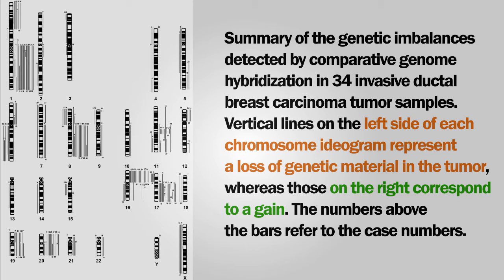This picture shows a summary of genetic imbalances detected by comparative genomic hybridization in 34 invasive ductal breast carcinoma tumor samples. Vertical lines on the left side of each chromosome diagram represent a loss of genetic material in the tumor, whereas those on the right correspond to a gain. The numbers above the bars refer to the case numbers.